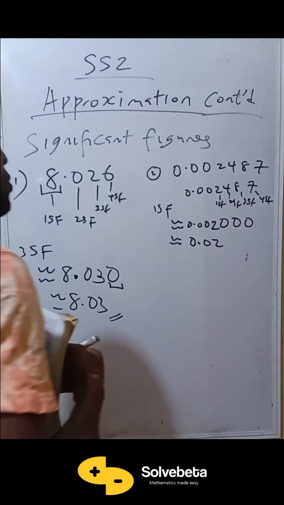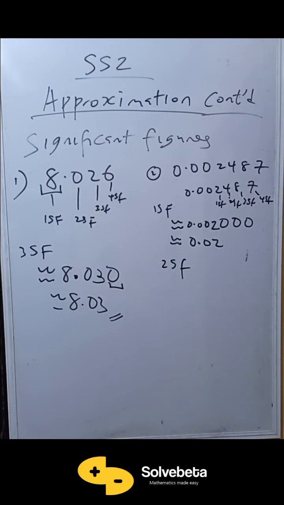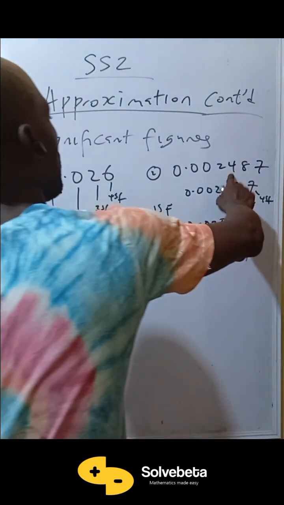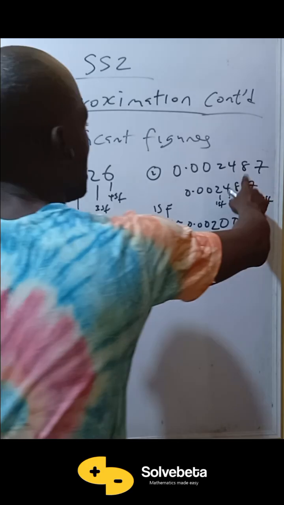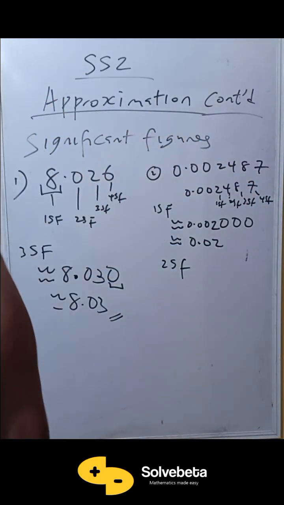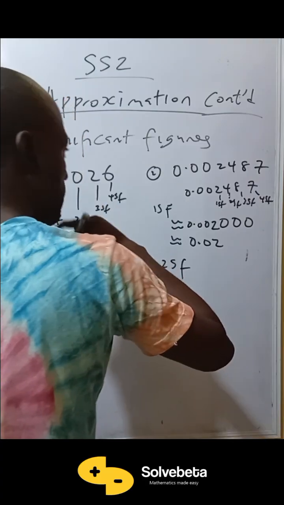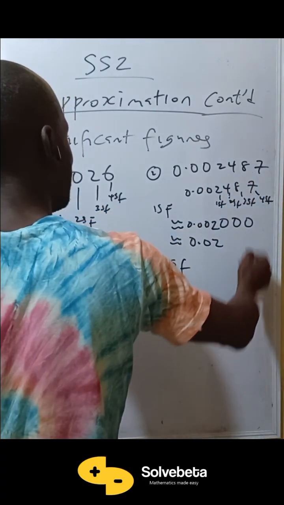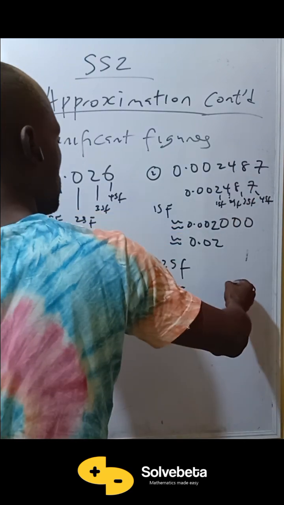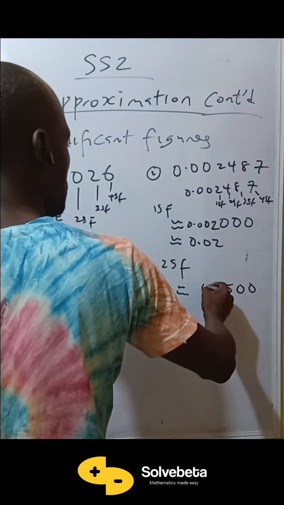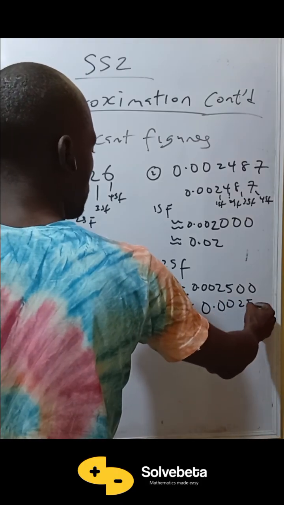What of two significant figures? How do you do that? You go to the second significant figure, which is 4. Then you use the number after 4, which is 8. Do we round up or round down 8? We round up 8, so 8 itself becomes 0 and the next digit after is 0. Because you are rounding up, we add 1 to this 4 and it becomes 5. So this will be approximately equal to 0.00025.